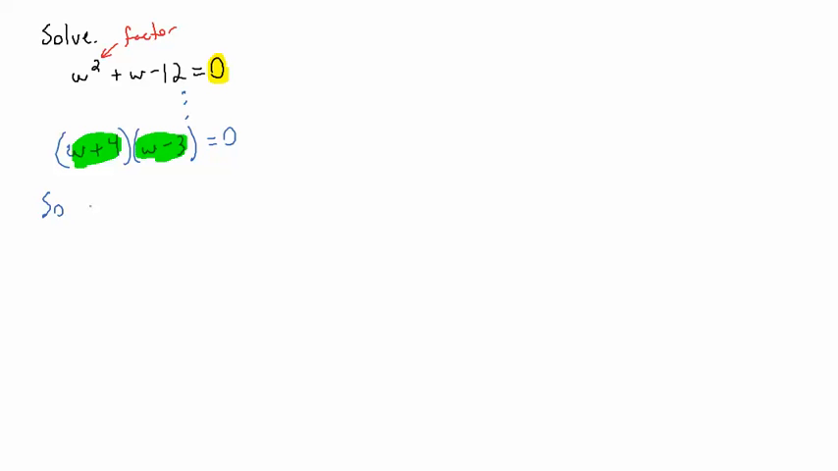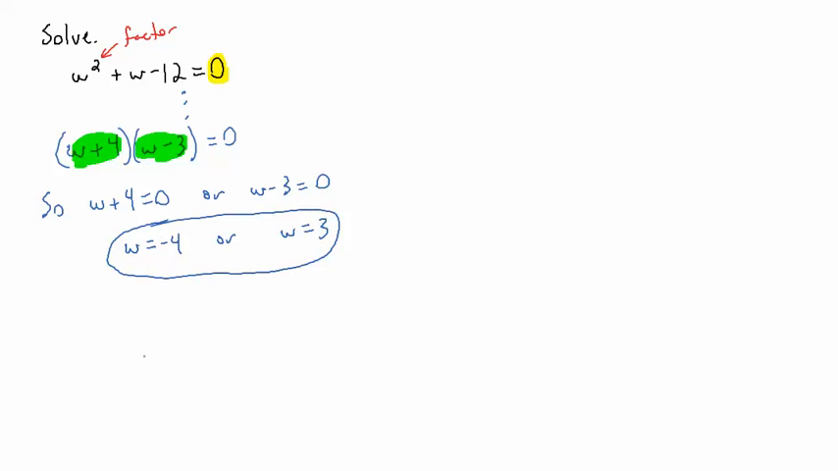So one of those two things, w plus 4 equals 0, or w minus 3 equals 0. And then we finish solving for w. So w equals negative 4, or w equals 3 if we get w by itself in each individual equation. And those are the two solutions to that equation.